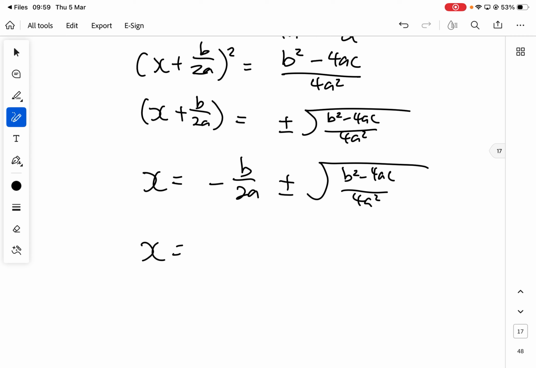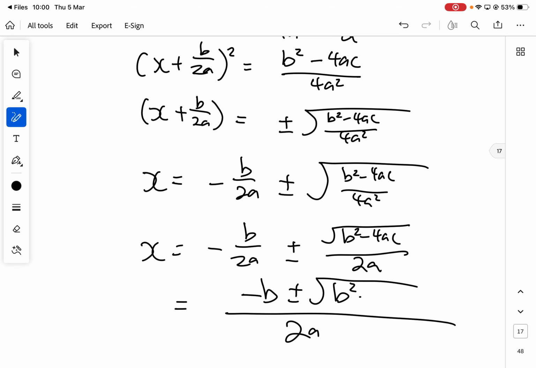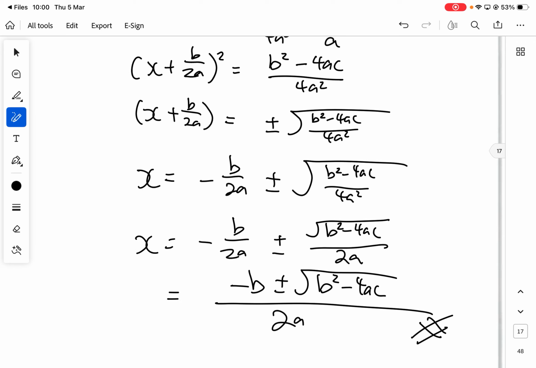When I square root this fraction, I square root the top, I also square root the bottom, and I will get back the common denominator put together.